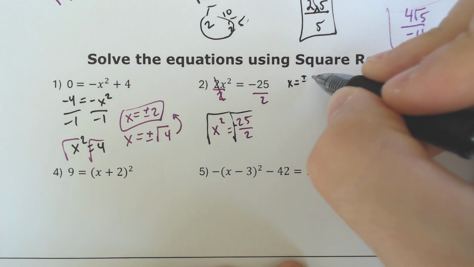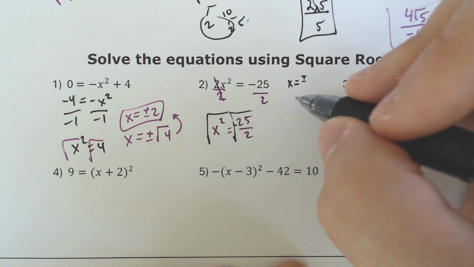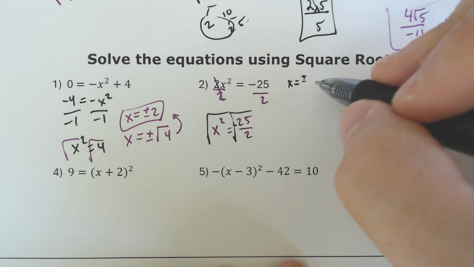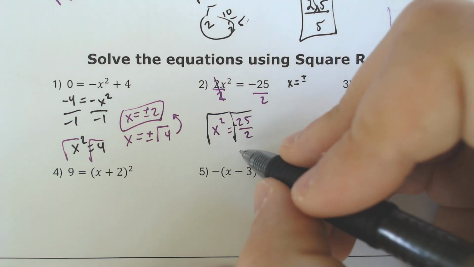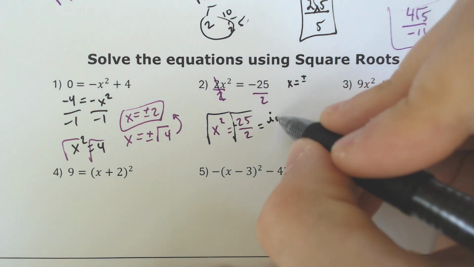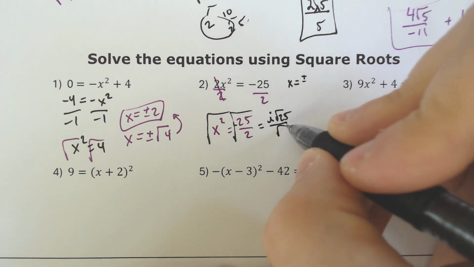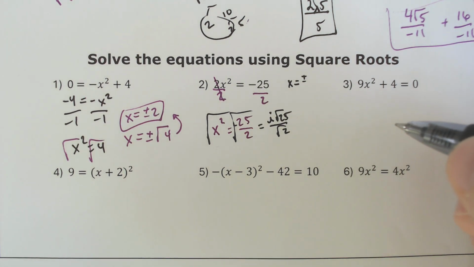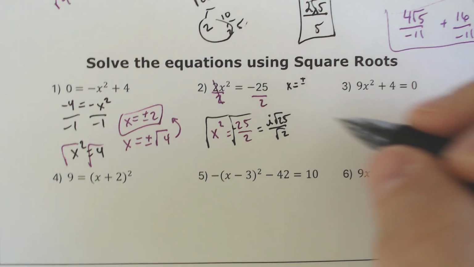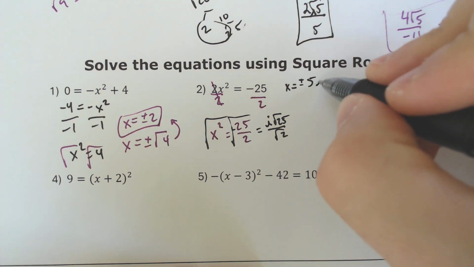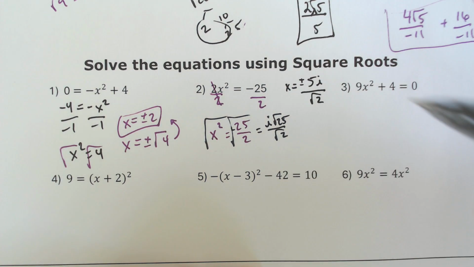We have a square root of negative 25. Well, what's the square root of negative 25? Well, that would be i times the square root of positive 25 over the square root of 2. You square root the top and the bottom. So the square root of positive 25 makes this 5i over the square root of 2.